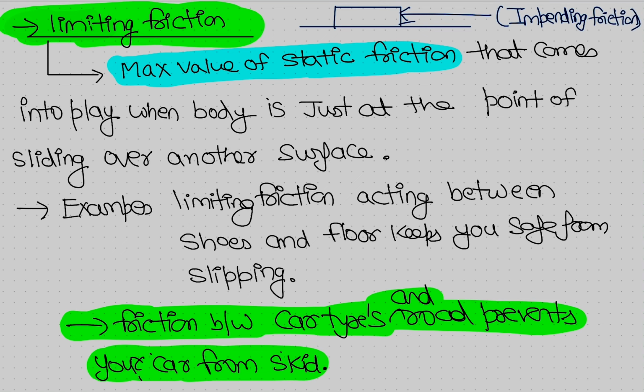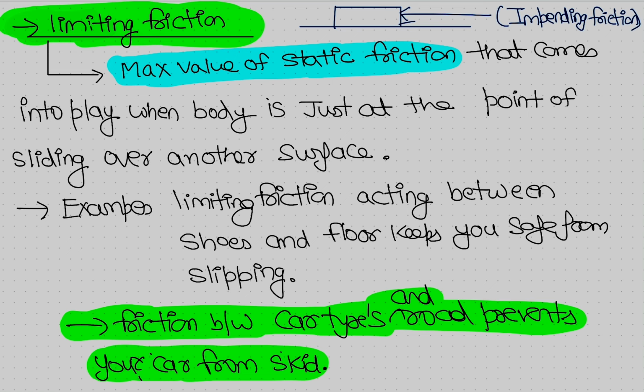I'm just repeating this concept again. When the object just starts to slide over another surface, the maximum value of static friction is called limiting friction. A practical case of limiting friction is the friction acting on the shoes of a person on the floor, which keeps him safe from slipping. In the absence of friction, the objects will slip down easily.